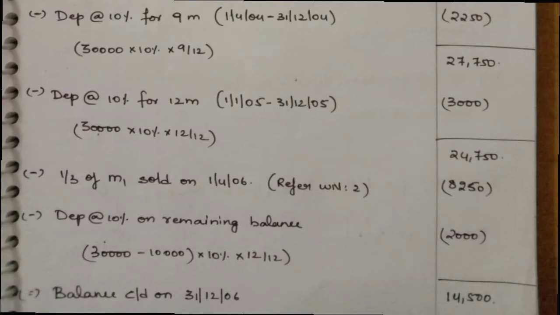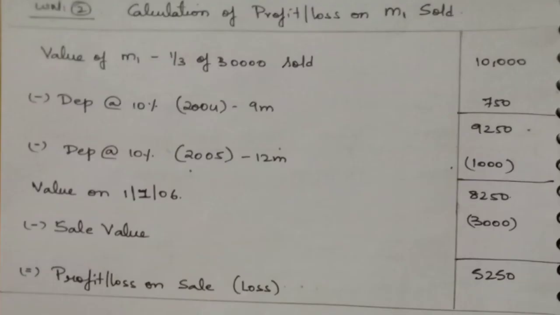So you will net all by deducting all these amounts. So the balance as on 31st December 2006 you will get is 14,500. So till here you have cleared. So in working note number 2, what you are doing is that you got the 8,250.